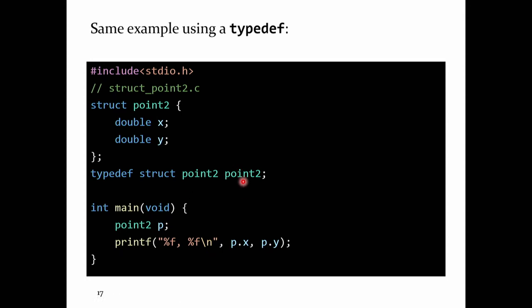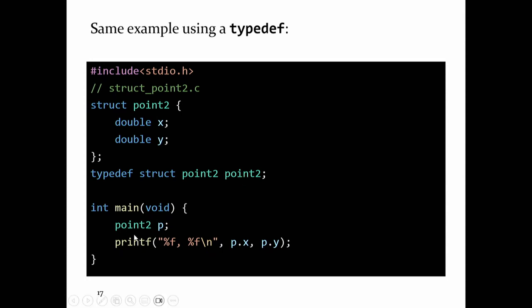So I can just create a typedef instead, and now I can write Point2 everywhere. If you search on the internet for advice on using typedef, some people will say this is useful to do. Other people will say you should never do this. So there's a fairly vocal group of people that say there's no advantage to doing this.